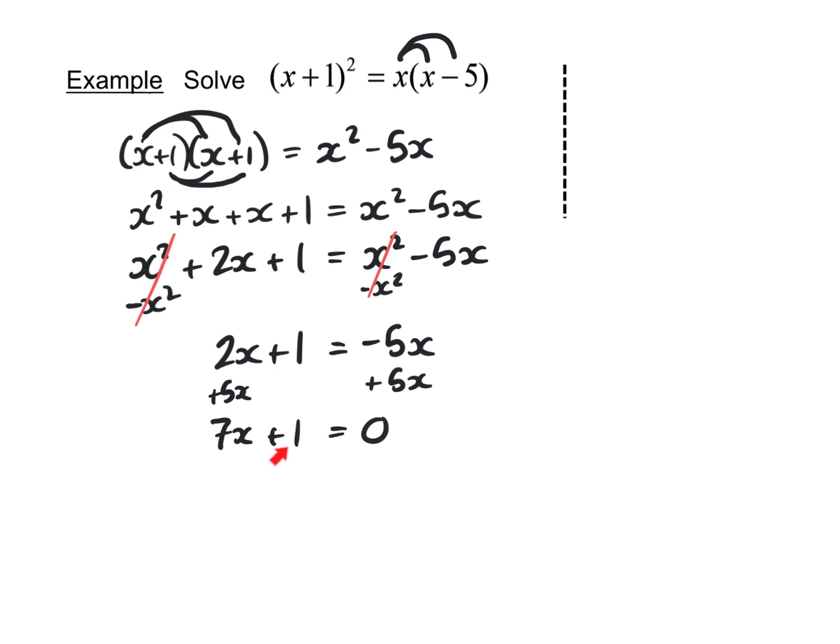Okay, and now I need to get rid of this constant from this side. I only want this side over here to have x's on it, remember. So I'm going to take away 1 from both sides. So minus 1, minus 1. That's going to leave me with 7x at the left-hand side, and negative 1 at the right-hand side. I'm going to then divide both sides by 7. So x equals negative 1 over 7.